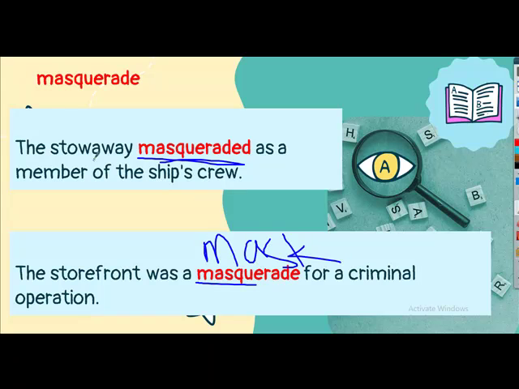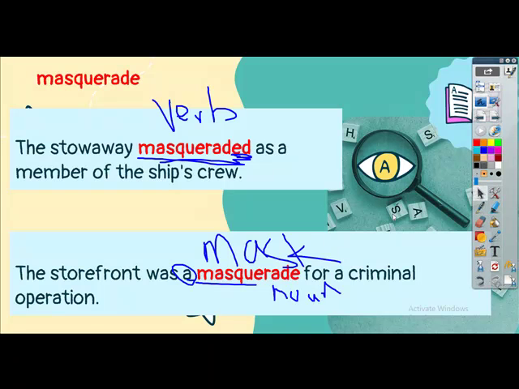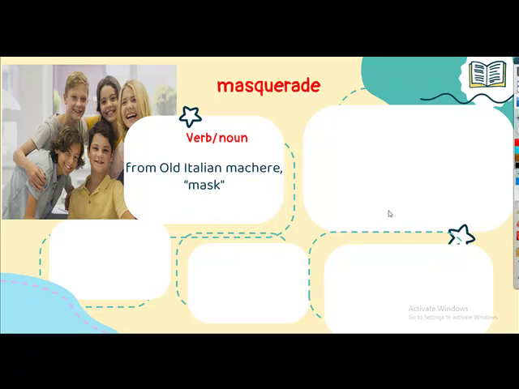Masqueraded in the first context ended with ed, so it means that's a verb, an action to mask yourself. A masquerade for a criminal operation, here in this context, it's a noun. So masquerade can be a verb and it can be a noun. Let's verify our assumption with the dictionary. It is to mask. Excellent. So far so good.